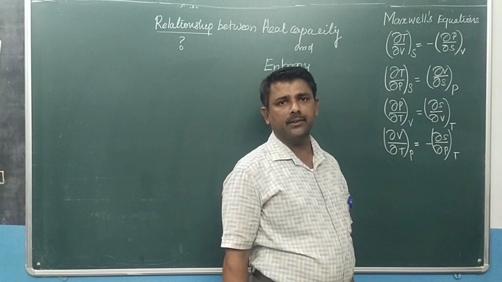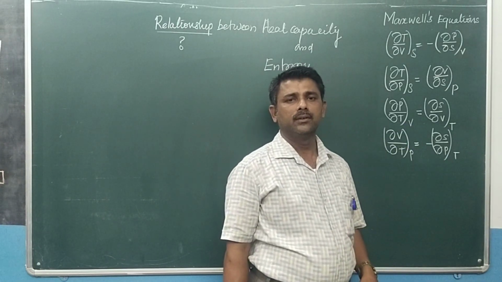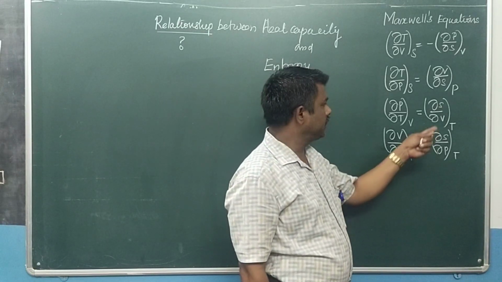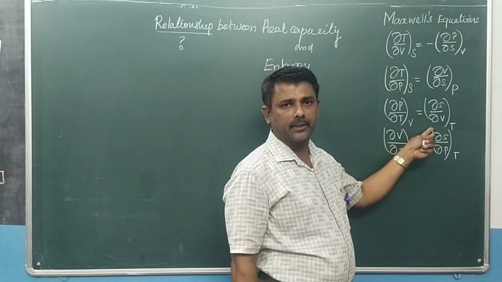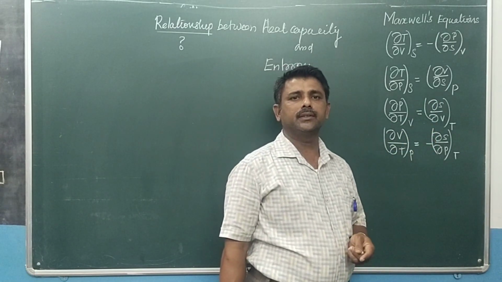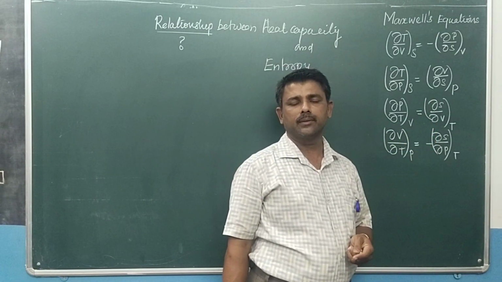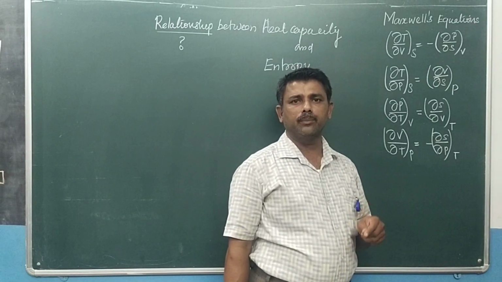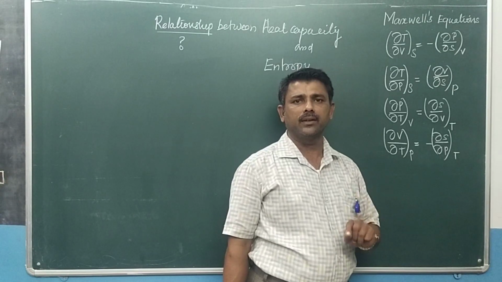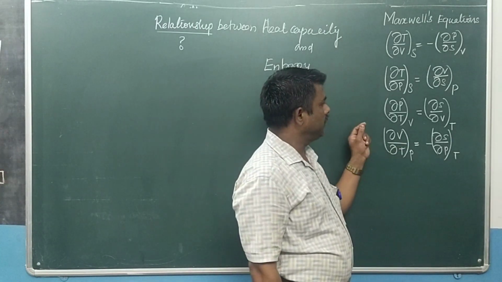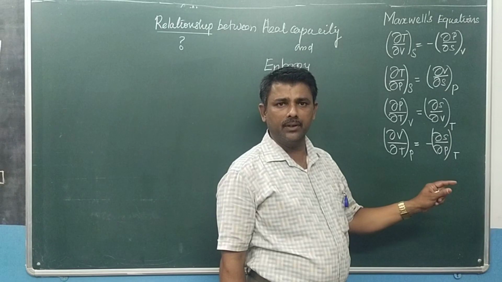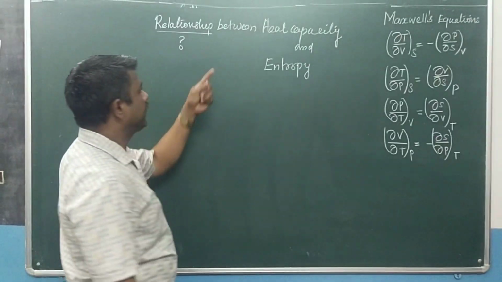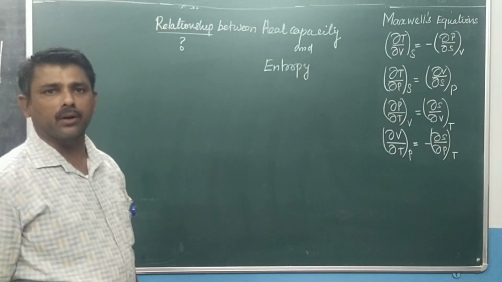In these Maxwell's relations, there is no equation for the partial derivative of changes in entropy with respect to temperature. But in thermodynamic processes, entropy change with respect to temperature is an important phenomenon. Hence, to establish the equation between entropy and temperature, this relationship between heat capacity and entropy is important.